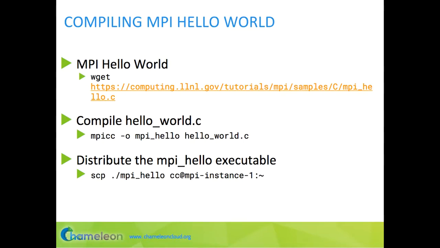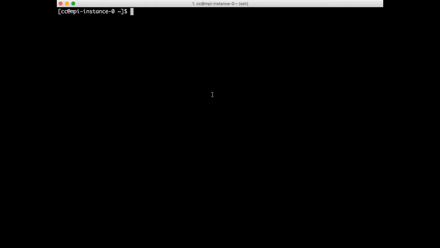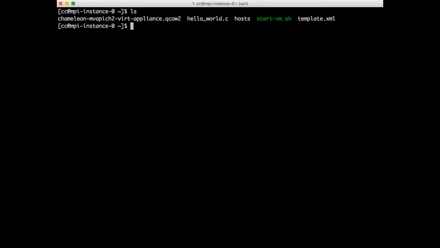We will compile MPI Hello World, which echoes a message from each running MPI process in a cluster. Then we will copy the compiled program to each host in our cluster. Finally, we will run it using mpirun_rsh. The source code for MPI Hello World has been included in the MPI bare metal appliance in the file hello_world.c. You may compile it with the mpicc command.